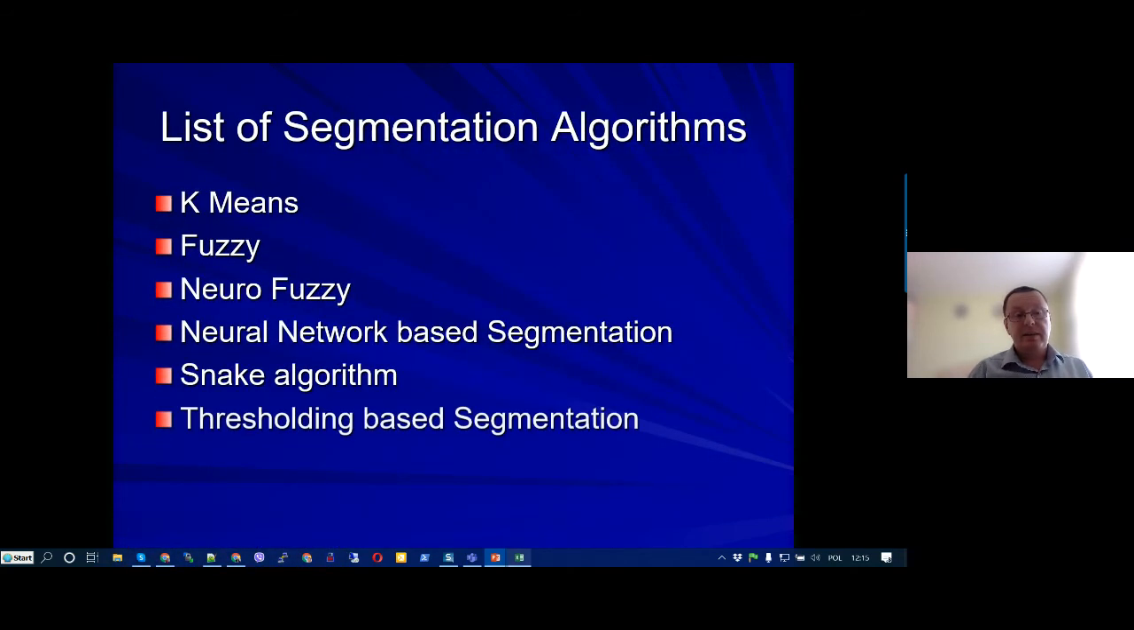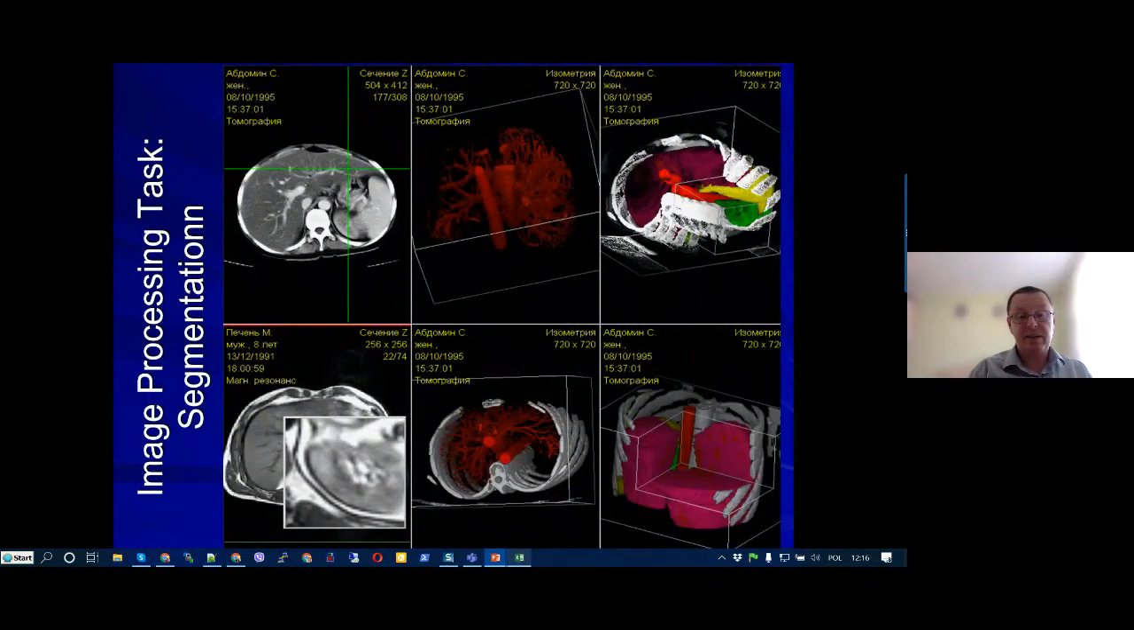Okay, here are enlisted conventional mathematical segmentation algorithms, k-means, fuzzy, neural networks, watershed, threshold-based, and so on. If you need details, you can just google this and you will see the mathematics behind all of it. Practically, all these images I already showed you earlier are results of automatic segmentation.